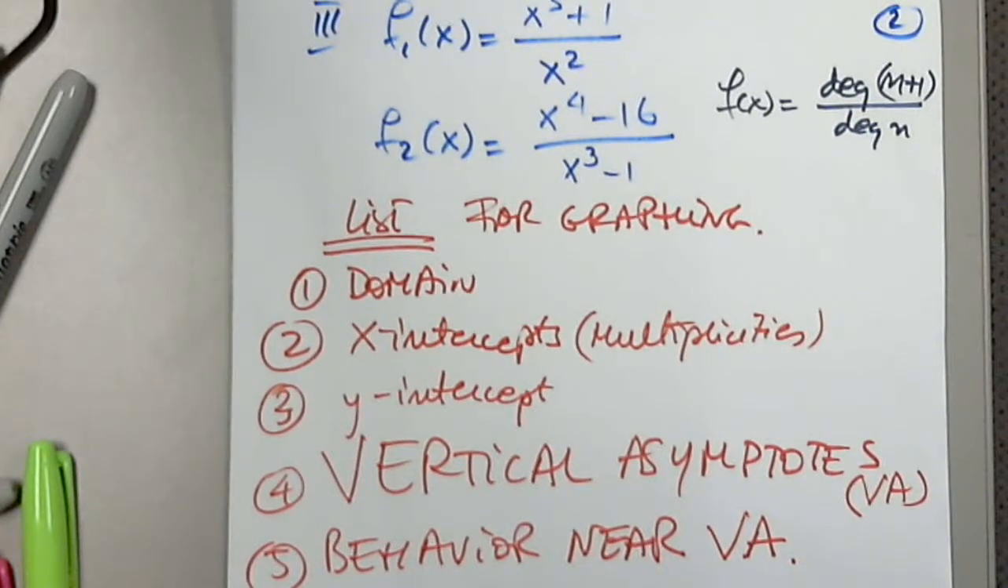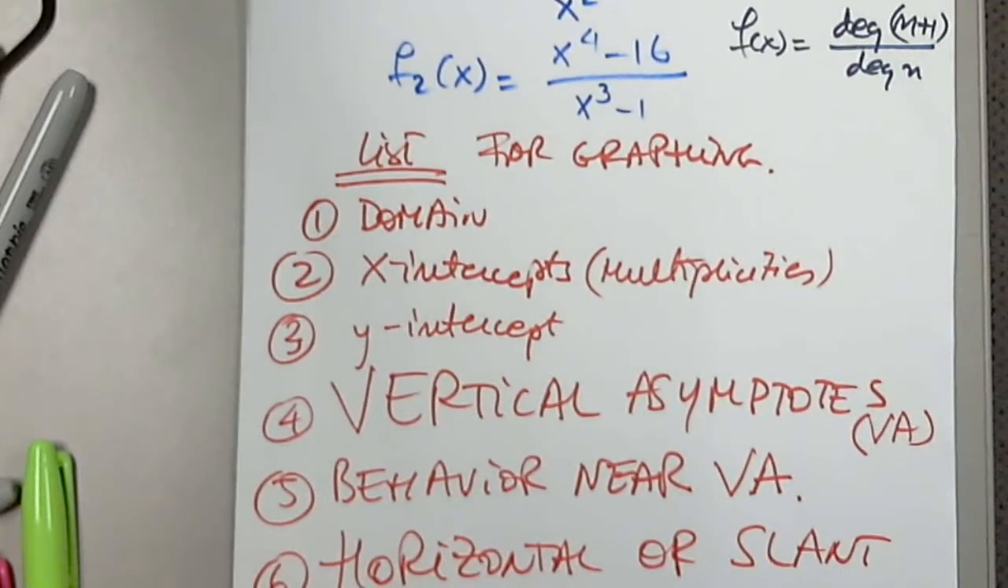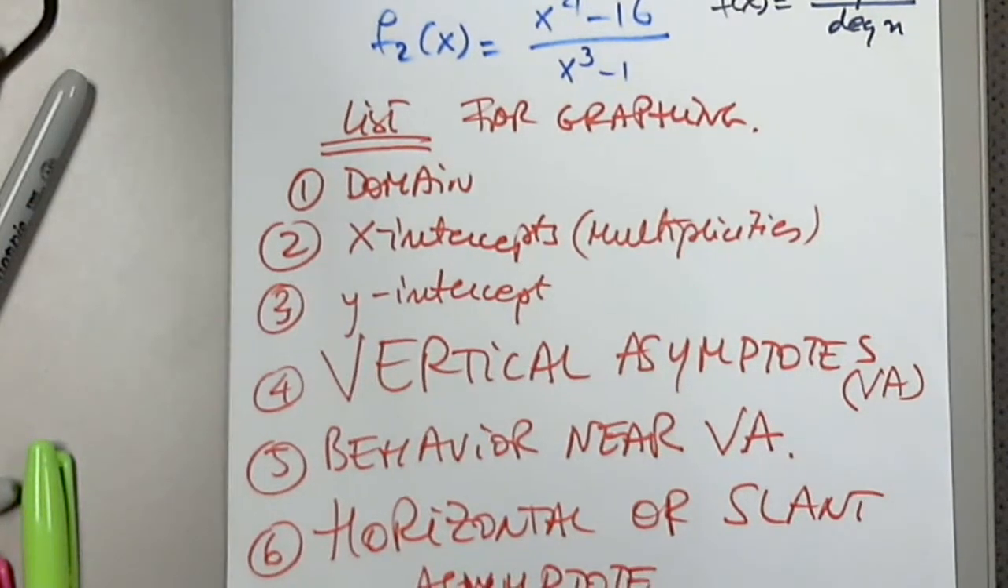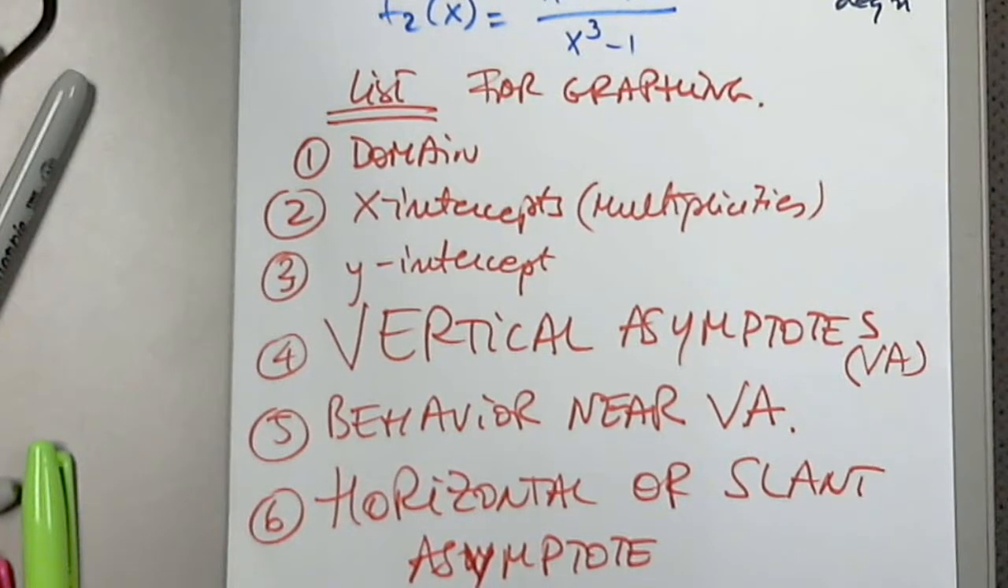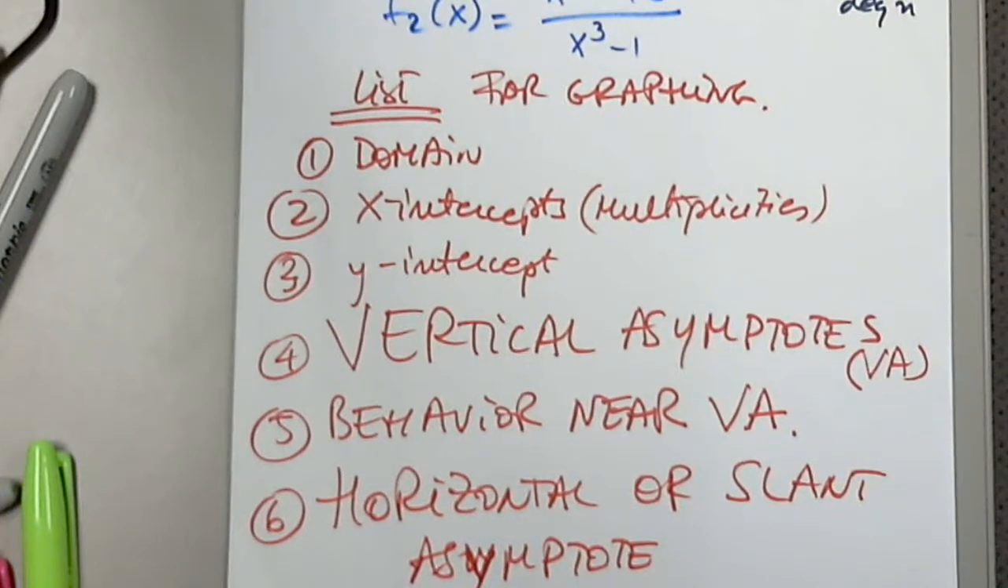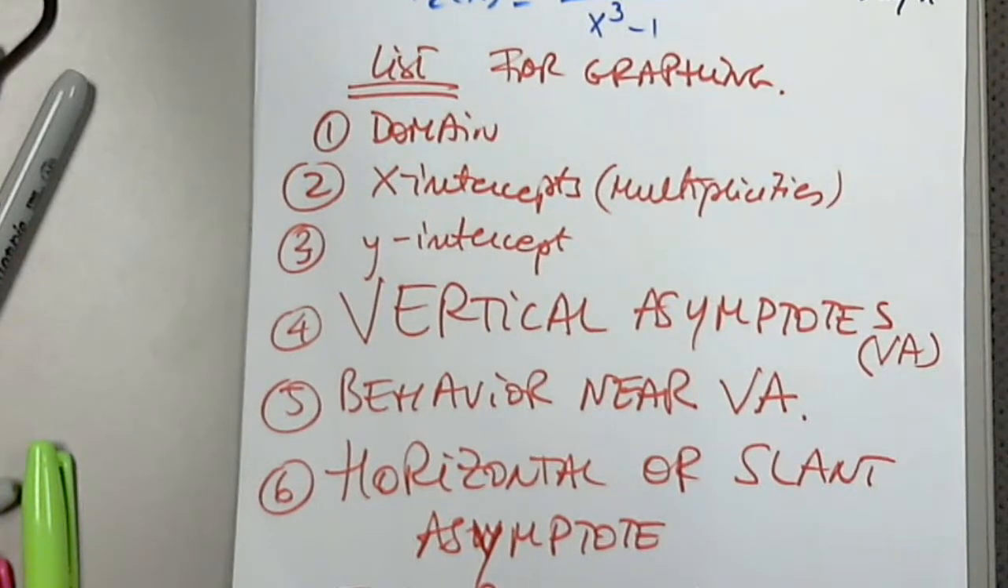Number 6, horizontal or slant asymptote. Number 7, end behavior. Number 8, symmetry. That's not new. And 9, max and min. In this case, we will use a calculator many times, unless it's obvious. And that will be clear.